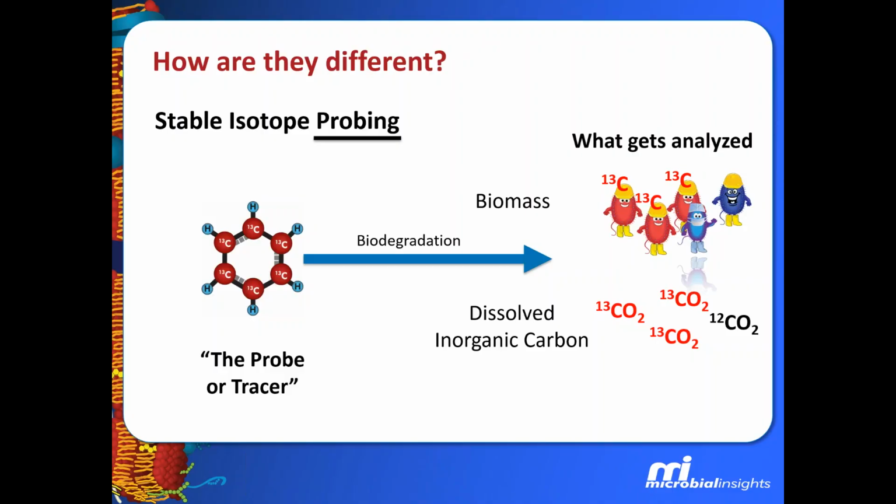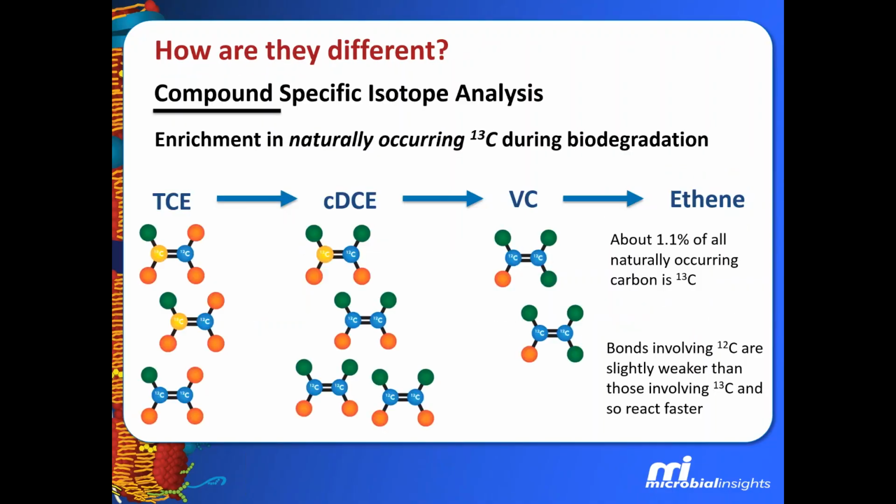So in stable isotope probing, we're looking for that carbon-13 in the contaminant to end up in one or both of those pools. And if it does, that is proof positive that biodegradation was taking place in the sampled environment under the conditions that exist in that environment.